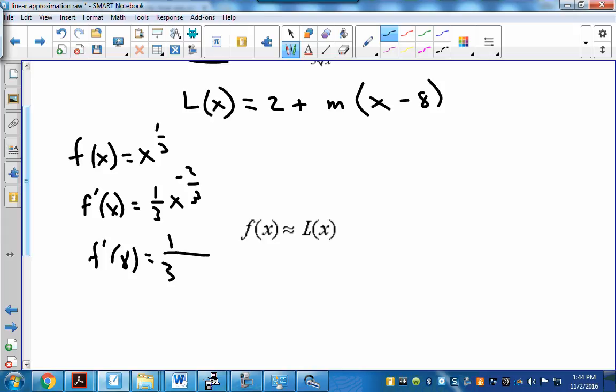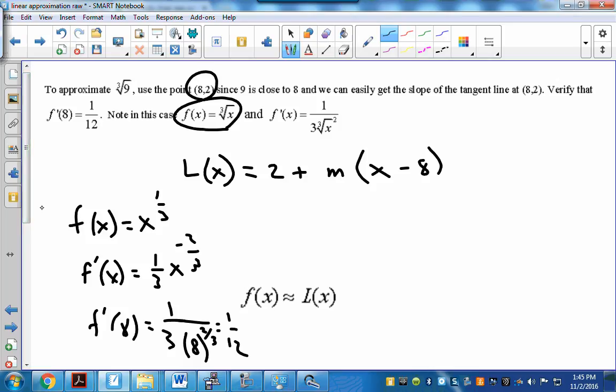Now what do we do with this guy? Well, I would throw it down, so that becomes 8, and then make this positive 2/3. So that's the cube root of 8, which is 2. 2 to the second power is 4. 4 times 3 is 12. 1/12. Okay. It did say verify it. Don't just take my word for it, because in the other two, you're going to have to do it yourself, right?